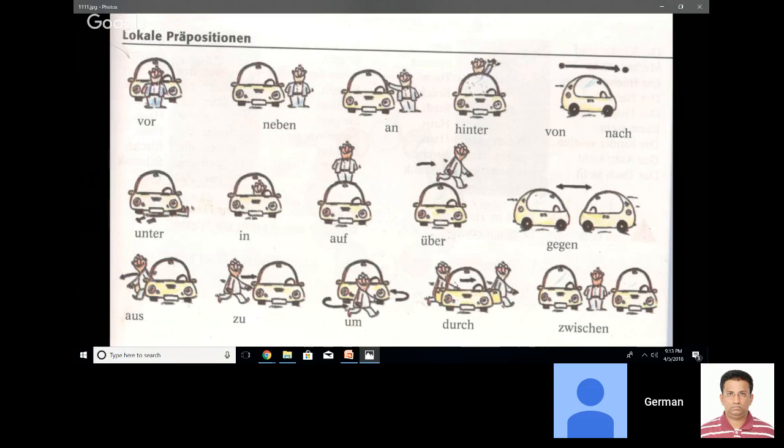Von, nach, gegen, durch, zu und aus are accusative and dative prepositions, but we are referring to them over here because in this case we are showing the position of the man or the car. Okay, these all together are known as lokale prepositions, that is, prepositions which show or depict the position or location of the person or the object.